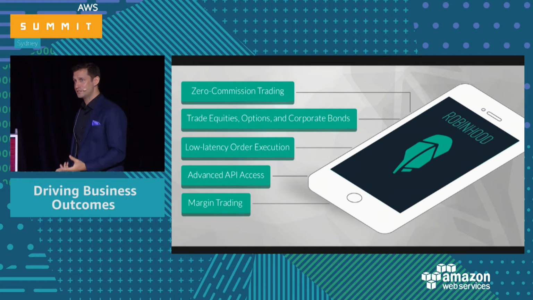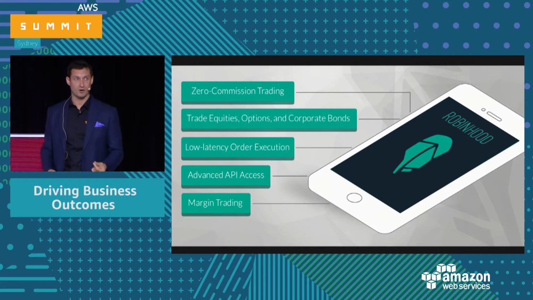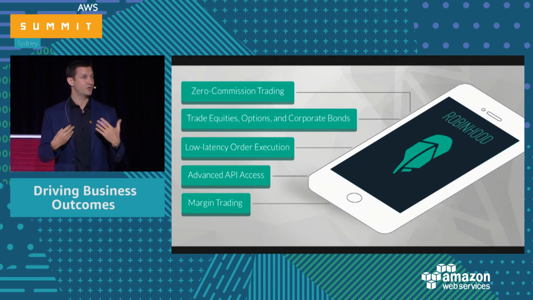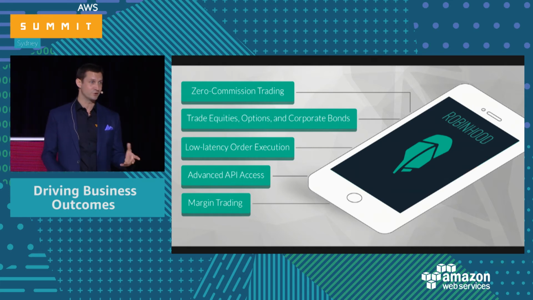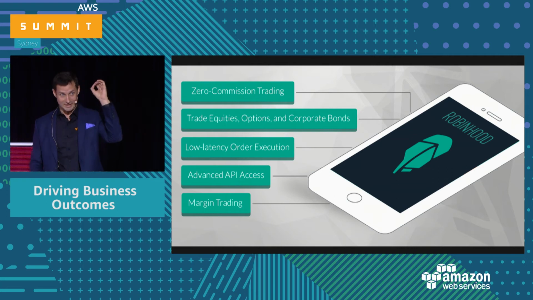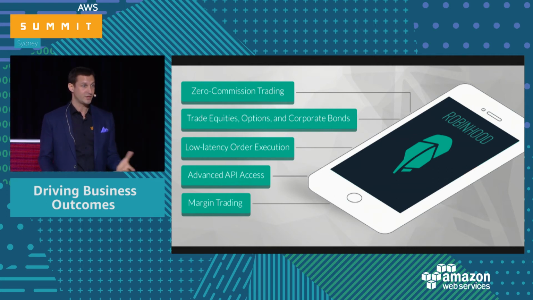Another customer of ours is called Robinhood. And Robinhood had a very simple idea. They noticed a gap in the market, which was all of us as personal investors, if we go out, we trade equities or we trade stocks, we have to pay a commission, right? We pay $7 or $10 or something. But institutional investors pay a lot less. They pay nothing. So that's a big gap.